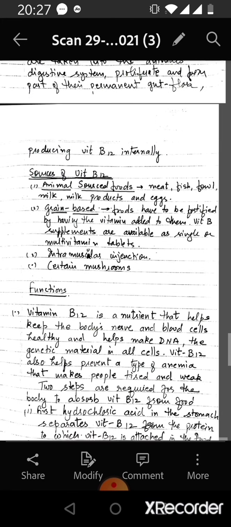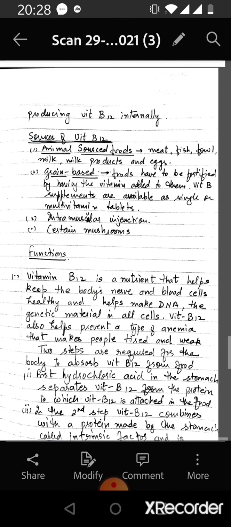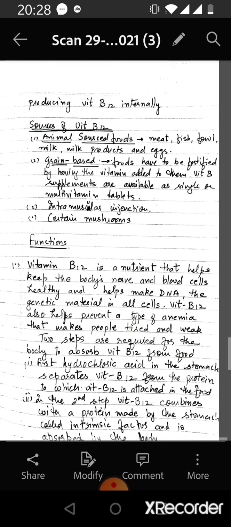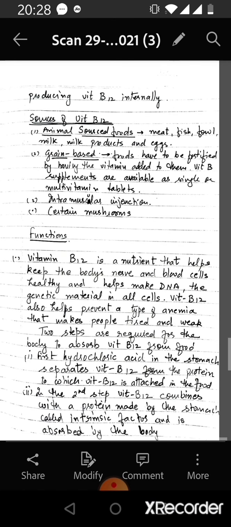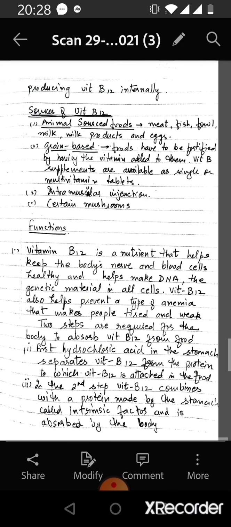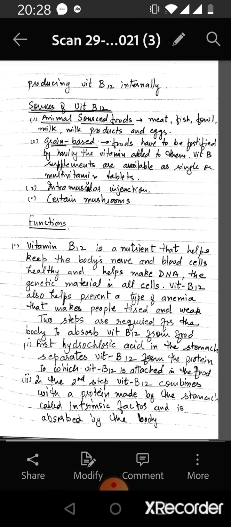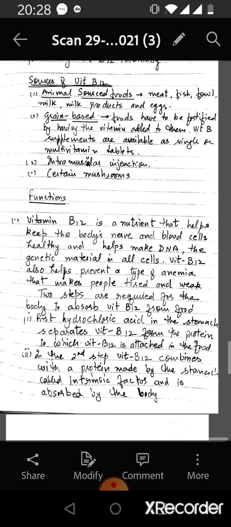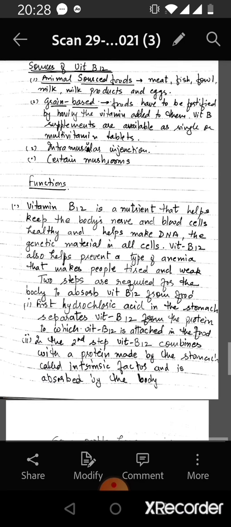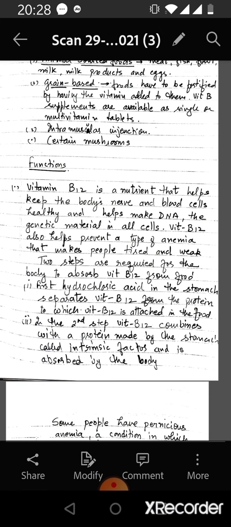Now we come to what are the sources of vitamin B12. Animal source foods: meat, fish, fowl, milk products and eggs. Grain-based foods have to be fortified by having the vitamin added to them. Vitamin B12 supplements are available as single or multivitamin tablets or intramuscular injection, or certain mushrooms also contain vitamin B12.